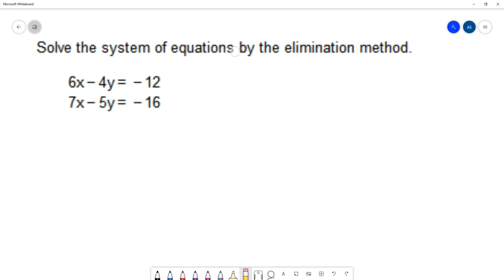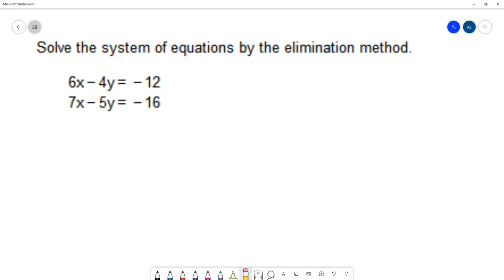Solve the system of equations using the elimination method. We have 6x minus 4y equals negative 12, and 7x minus 5y equals negative 16. Now we want to use the elimination method, and the problem is set up almost for us to use it right now. The first step is to make sure that you have all of your like terms lined up. Your x's, your y's, your equal sign, and your constants.